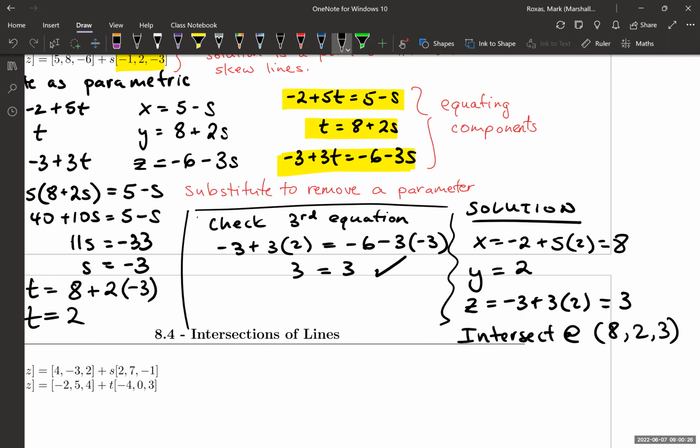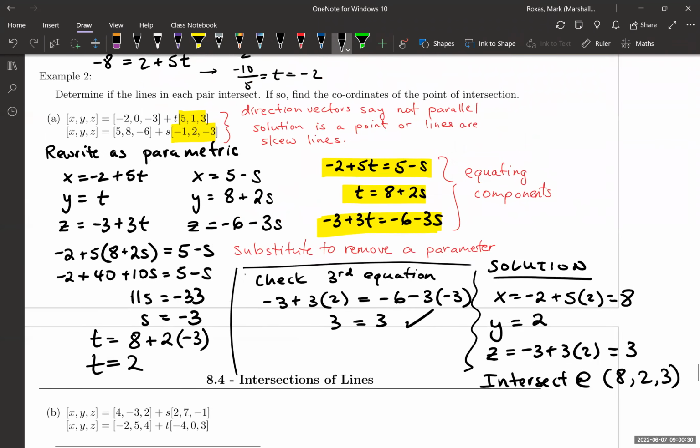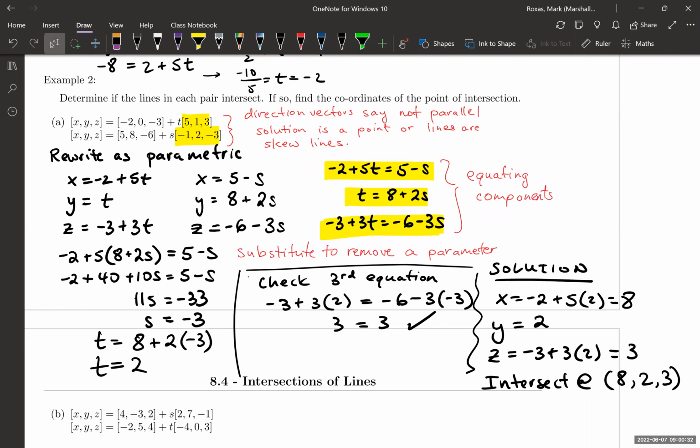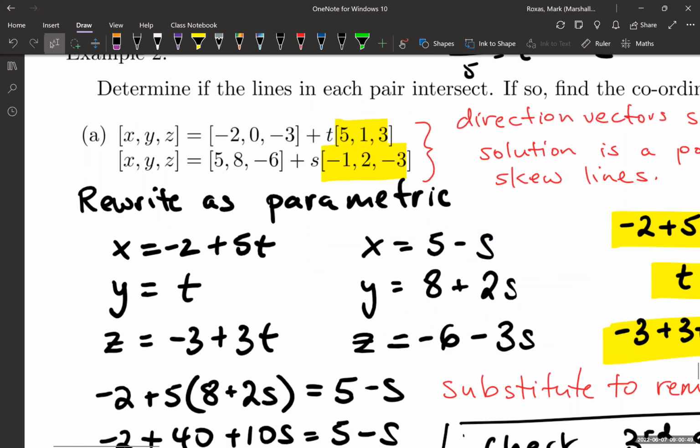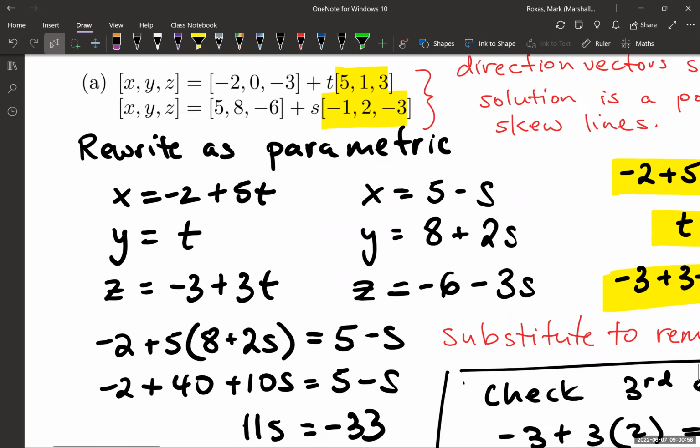Okay. So one more time, the solution pathway here is you start by looking at your direction vectors at the very top. Check if they're parallel. If they're not, then okay, you've eliminated two possibilities. It could be now either a single point as a solution, or you have skew lines. Rewrite the vector equations as parametric. So these are my sets of parametric equations. If they are to have a point of intersection, then the x, y, z's and the x, y, z's can be equated, which I'm doing right here.